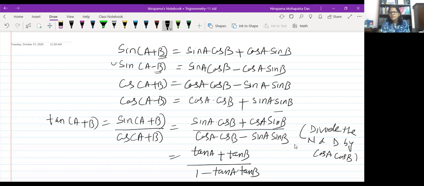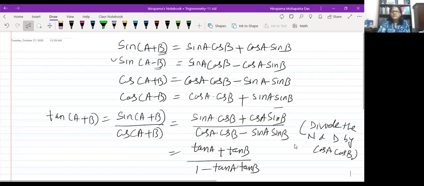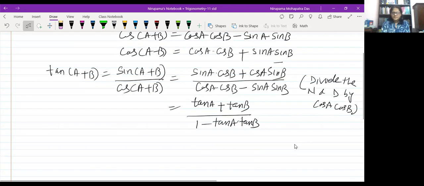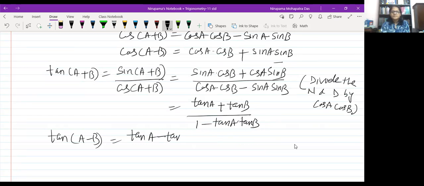Anyway, you will be remembering the formula, but what I feel is that it is better if you remember this with logic. Similarly, you can have tan A minus B: replace B by minus B. So tan A plus tan minus B, and tan minus B is minus tan B. So it will be tan A minus tan B divided by 1 minus tan A into minus tan B, so it will be plus tan A tan B.